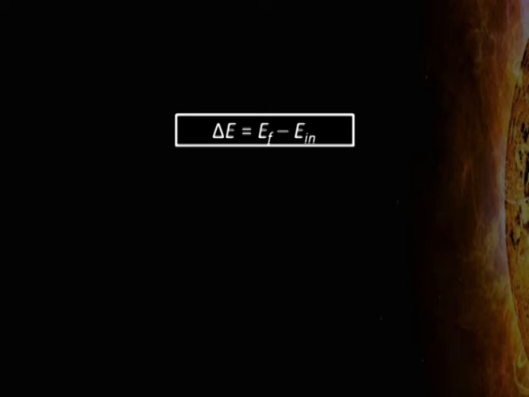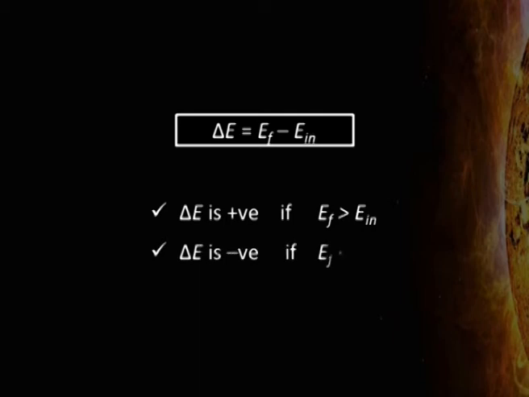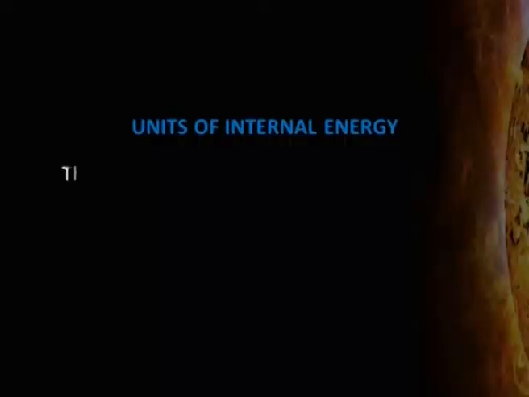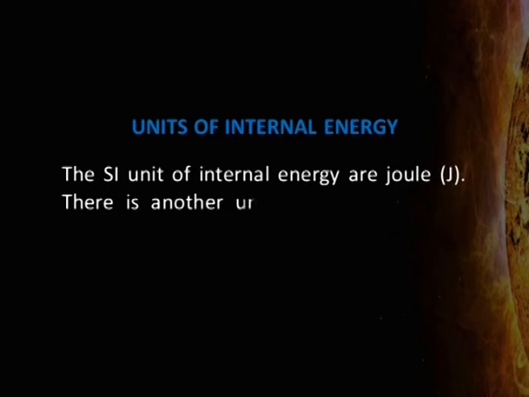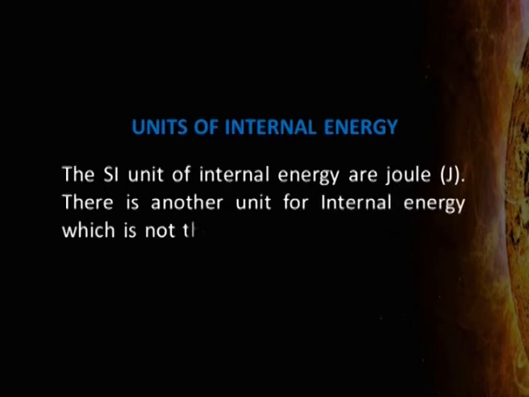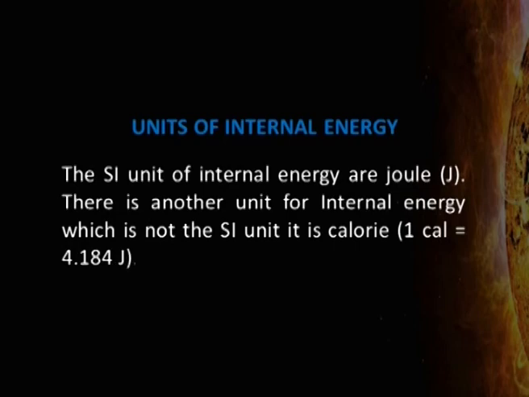The change in internal energy will have positive sign if final internal energy is greater than initial internal energy, and delta E or delta U will have negative sign if final internal energy is less than the initial internal energy. The energy can be transferred to or from the system in the form of heat or work. The SI unit of internal energy is joules. There is another unit for internal energy which is not the SI unit, it is calorie.